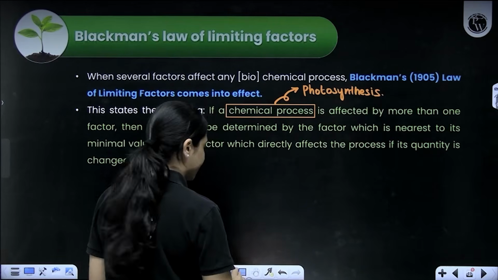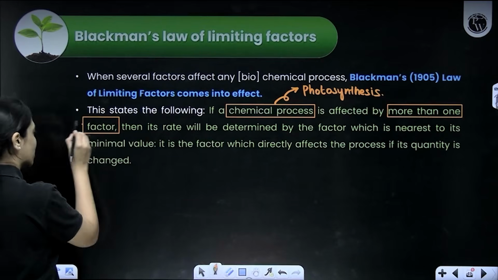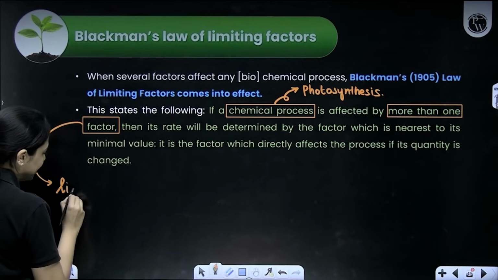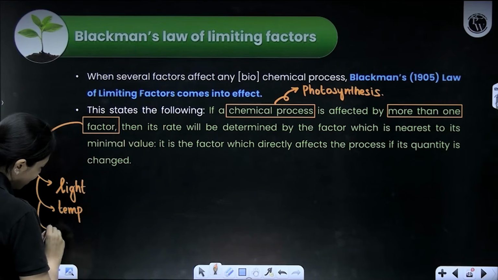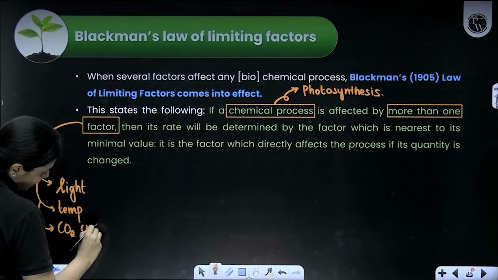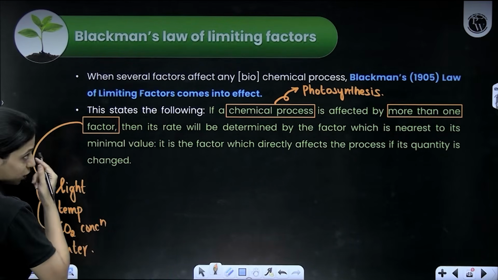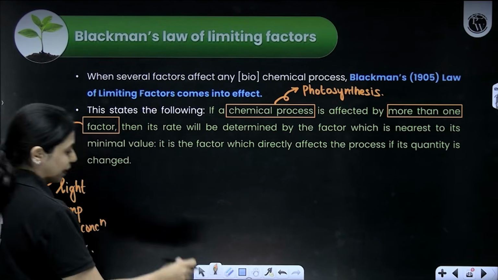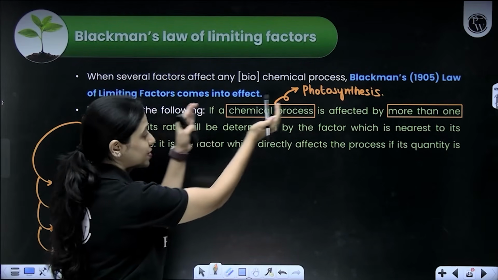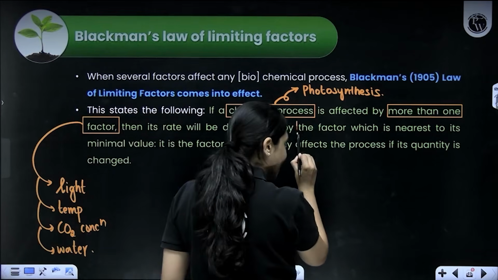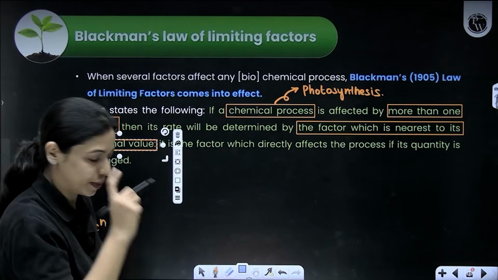If a process is affected by more than one factor, and in this case photosynthesis definitely is, it is affected by light, temperature, carbon dioxide concentration and even water, right? So it is affected by more than one factor. The rate of the process will be determined by that factor which is nearest to its minimal value. Now, what does that mean?